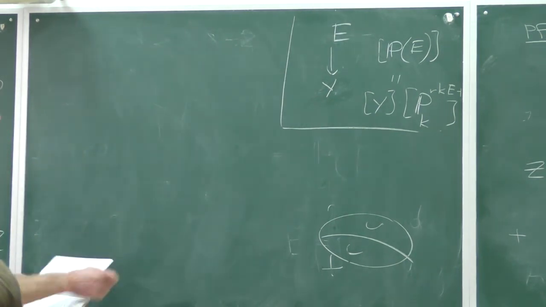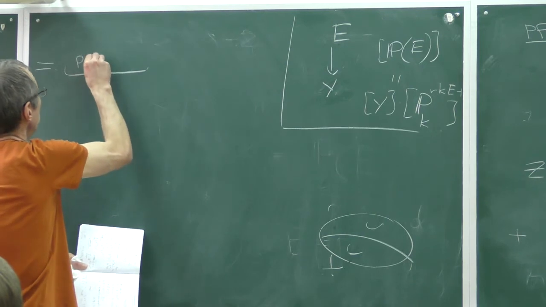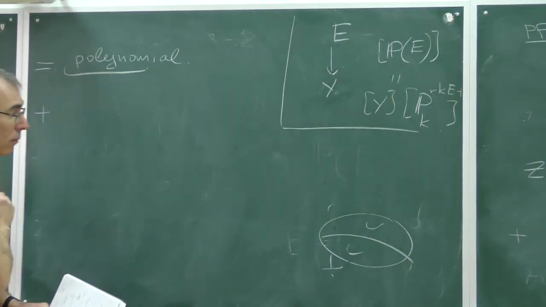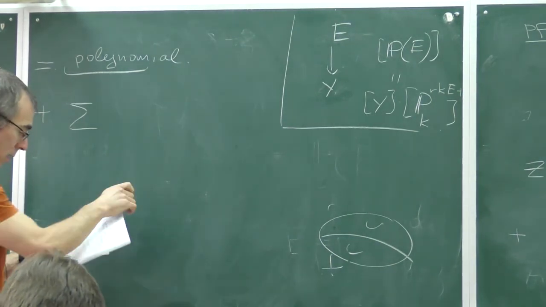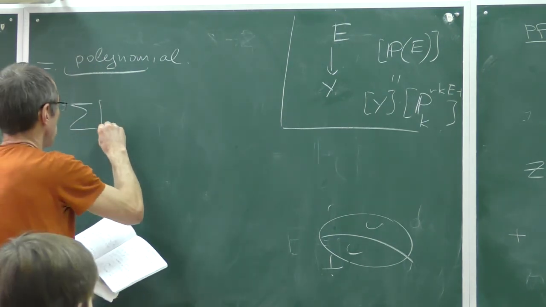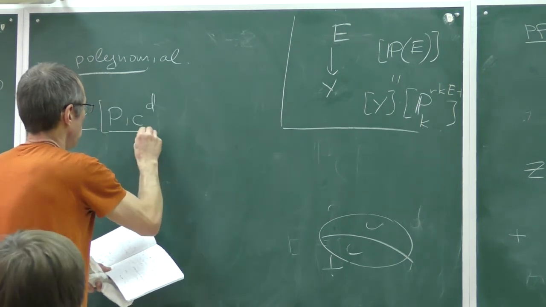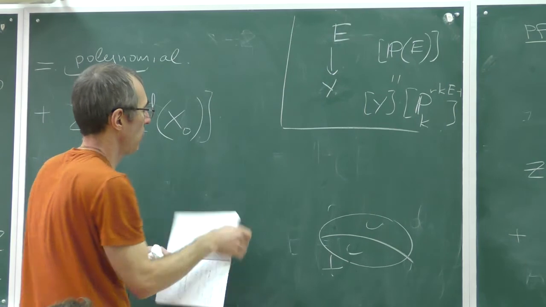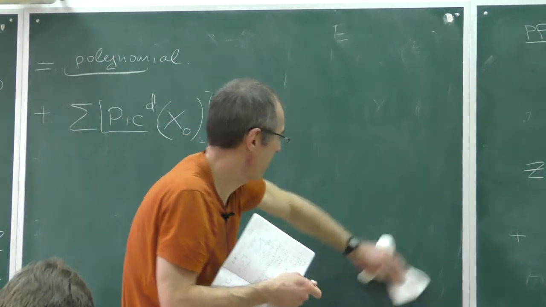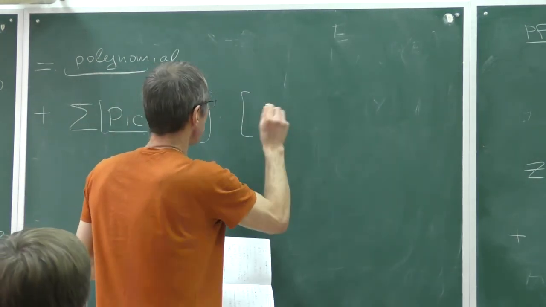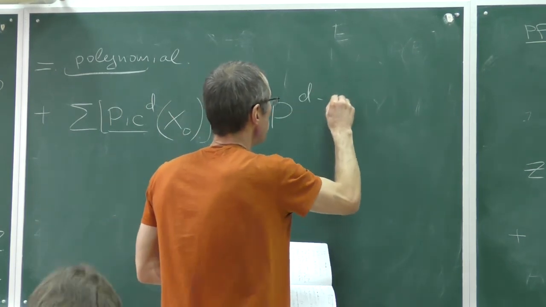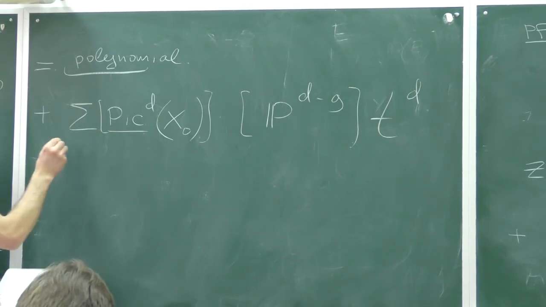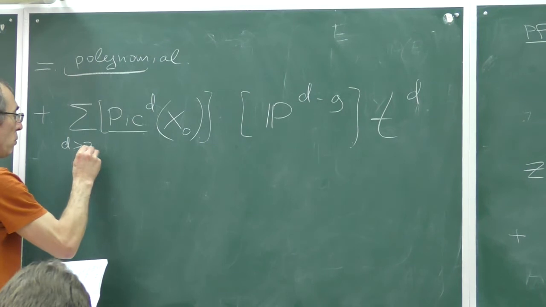So now let's use this remark here. I will not write this; this is polynomial. Then I have the class of the Picard x0 times, well, let me unfortunately have to raise this, times the class of the projective space, this is d minus g, times t to the d. Here the sum is over d greater than 2g minus 2.